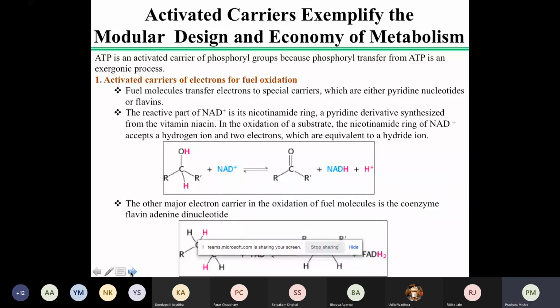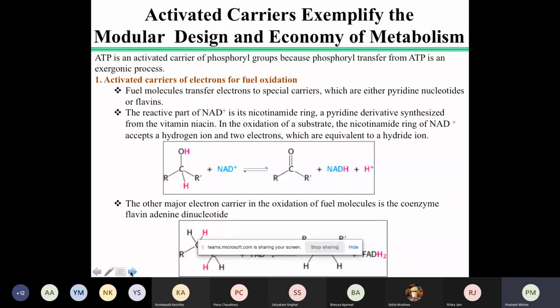Now let us talk about some of the common carriers of the electron transport. So the activated carriers exemplify the modular design. It is like making a modular kitchen or a modular, nowadays everything is becoming modular, because you make the unit structure, and these unit structures are fitted in such a way that they can make different types of structures.